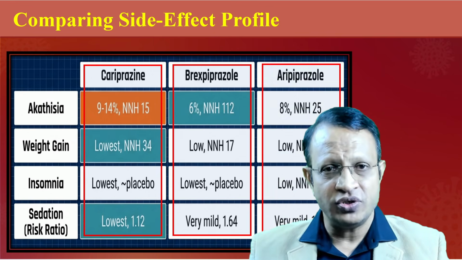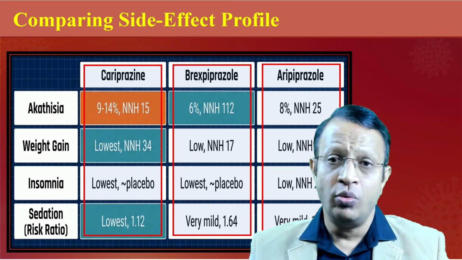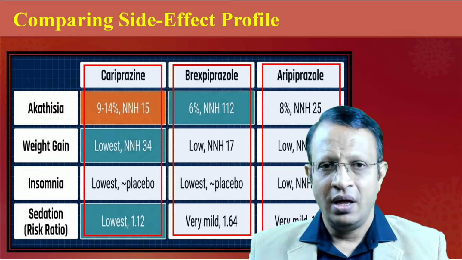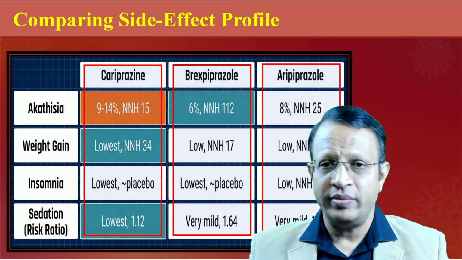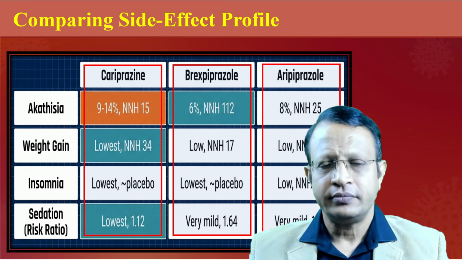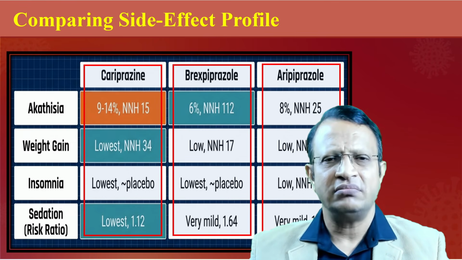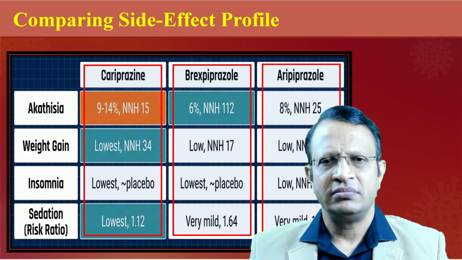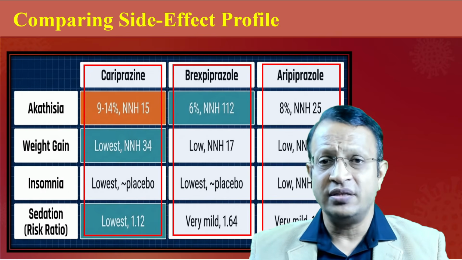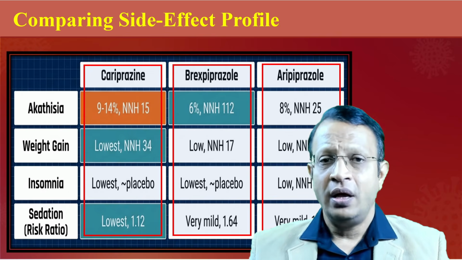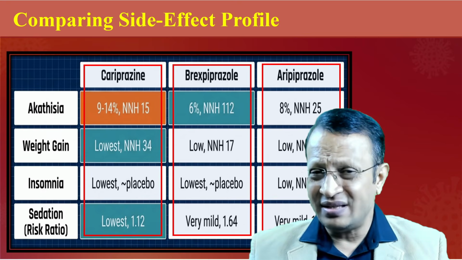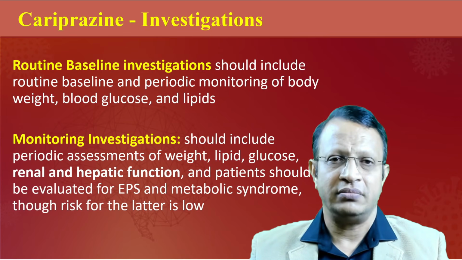With regard to aripiprazole, akathisia is almost similar with cariprazine, whereas weight gain, insomnia and sedation are mild. So, cariprazine's limitation is akathisia and EPS. Otherwise, it is similar to brexpiprazole and aripiprazole. Invariably, akathisia and EPS limit the use of cariprazine.